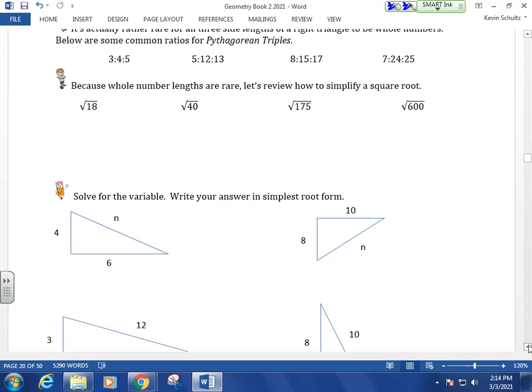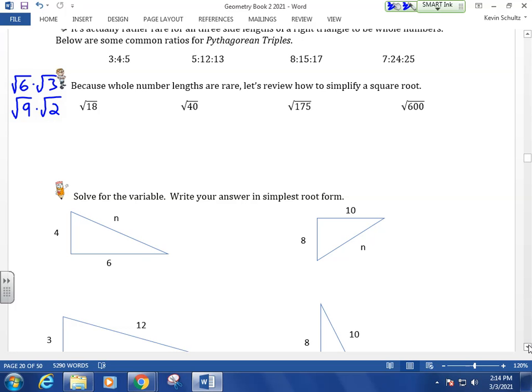Root 18 is not a perfect square, right? So we know that if we put this into a calculator, it's going to be like 4.2, and the decimals will go on and on and on. Okay, so it's an irrational number. So what we do is we look for a pair of factors of 18, one of those factors being a perfect square. So our options are root 6 and root 3, and root 9 and root 2.